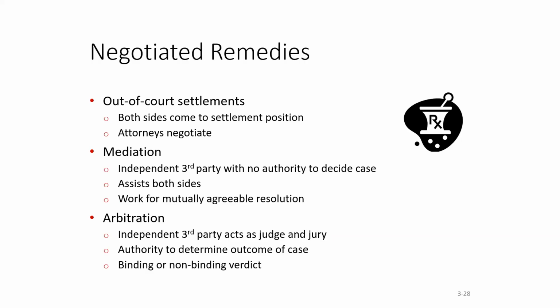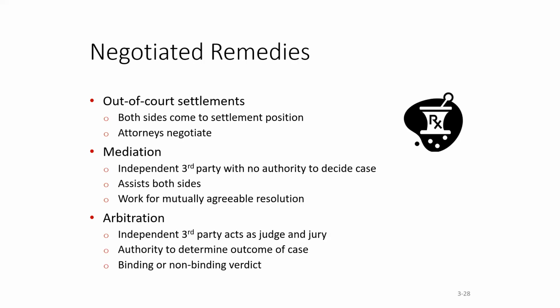Once discovery is complete and before a trial, the judge will often attempt to coax the sides into settling their cases. The textbook states that it's estimated only 5% of civil cases actually make it to court. So what do the other 95% do? They do one of these 3 things. The first is out-of-court settlements.